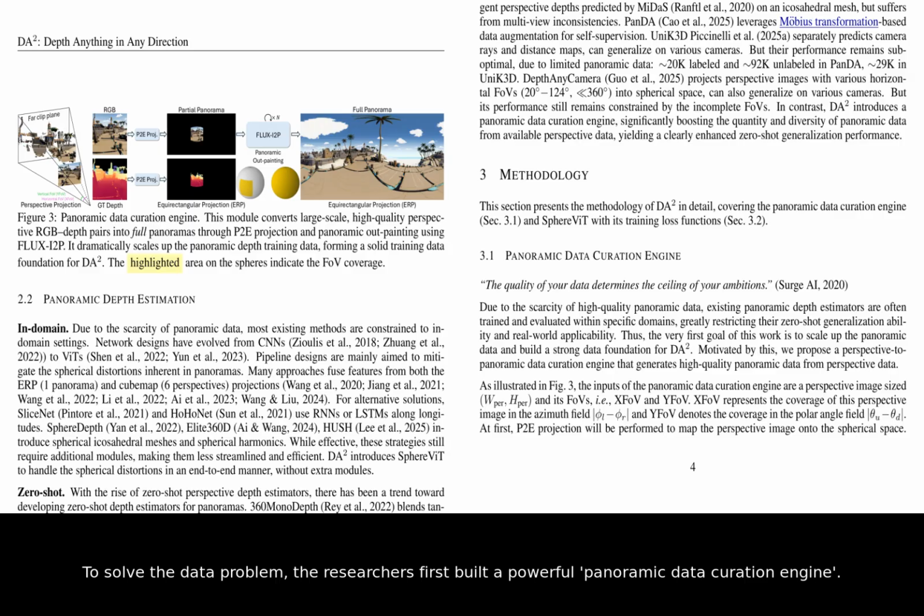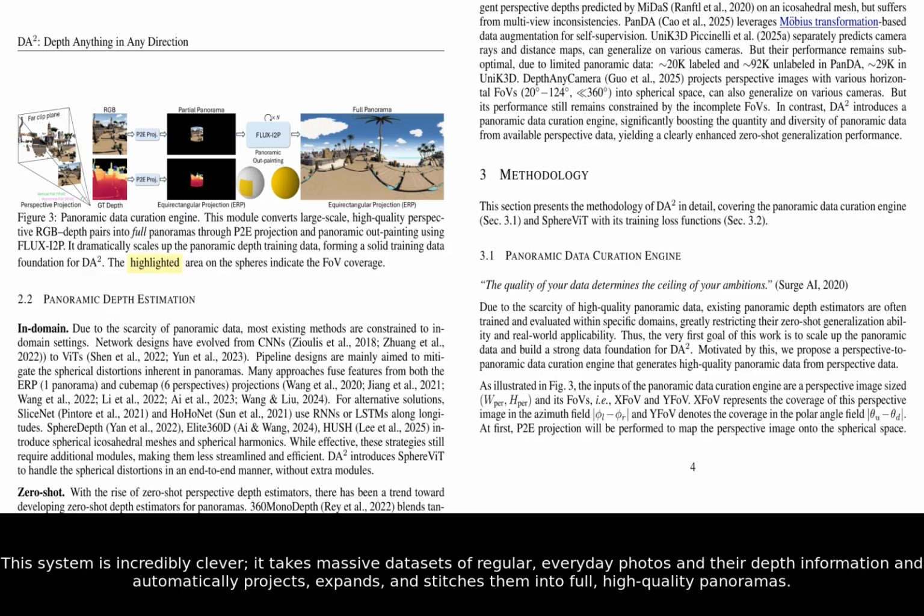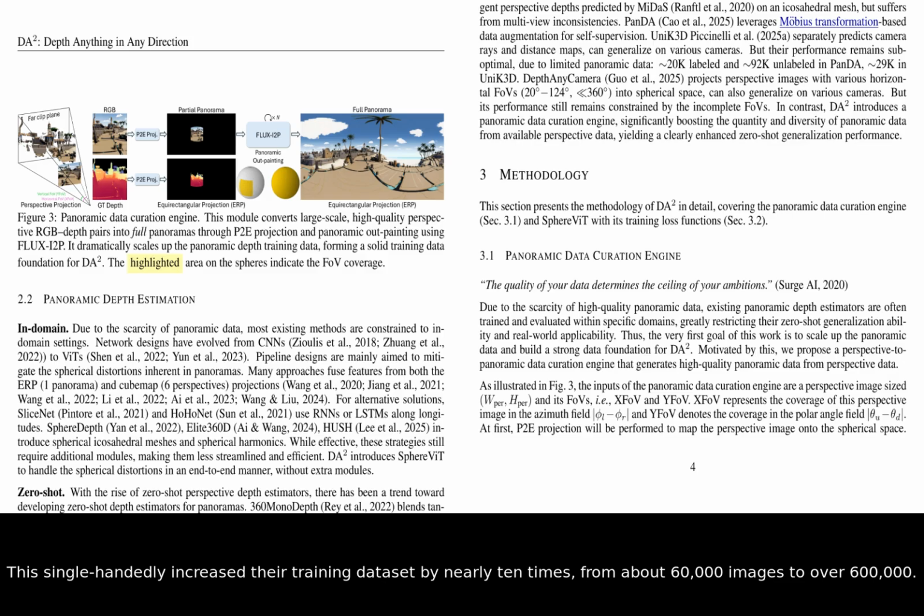AI. To solve the data problem, the researchers first built a powerful panoramic data curation engine. This system is incredibly clever. It takes massive datasets of regular, everyday photos and their depth information and automatically projects, expands, and stitches them into full, high-quality panoramas. This single-handedly increased their training dataset by nearly 10 times, from about 60,000 images to over 600,000.